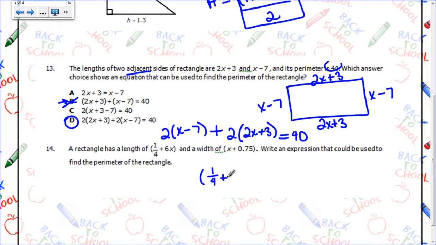And so to write an expression to find the perimeter, I'm going to take my length, 1/4 plus 6x, and multiply it by 2 because there's going to be 2 of them, a top and a bottom, plus my width, which is x plus 0.75 times 2 because there's going to be 2 widths just like in our rectangle above. And I don't know what the perimeter equals. I just want to be able to find it, and it said expression, so there's no equal sign. We're done. That's how we would find our expression, our perimeter for our rectangle.